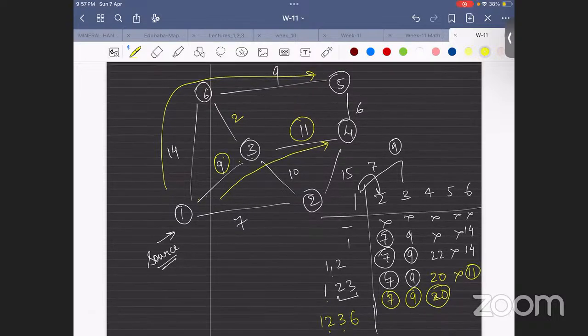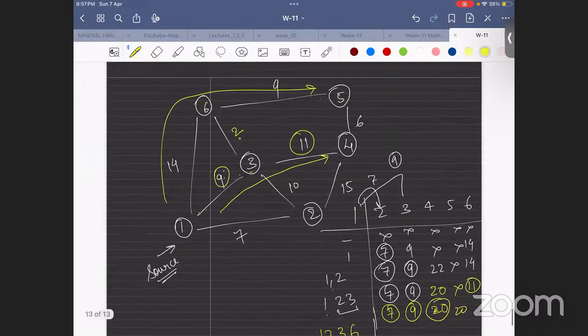Sir. What? Can you repeat that? 1, 3, 6, 5, 4. Correct. 1, 3, 6, 5. Yeah, this is smaller. So 9 plus 2 is 11 plus 9 is 20. So I guess 20. Correct?